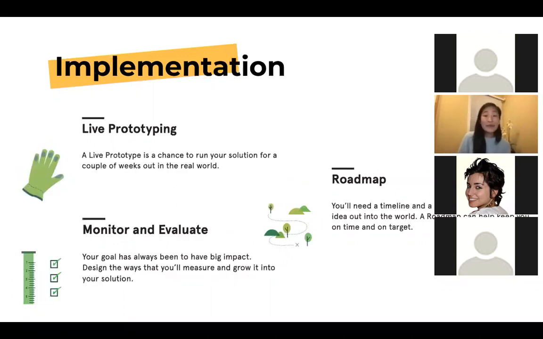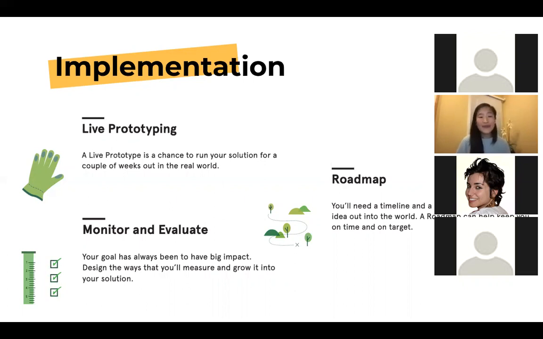And finally, implementation. So a couple tools here. You can do live prototyping, which is when you basically stress test your complete solution in a real world setting. So similar to a business pilot, but this is still very much a testing phase where you are also doing real-time troubleshooting. Like you are watching how users interact with your solution and understanding where your solution works and where it doesn't work so that you can improve it.